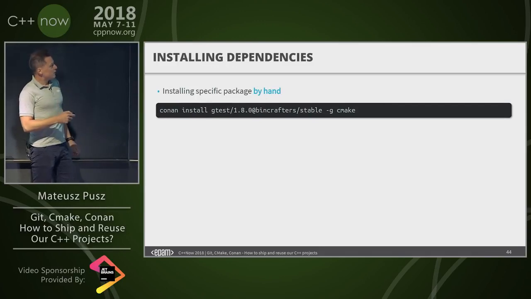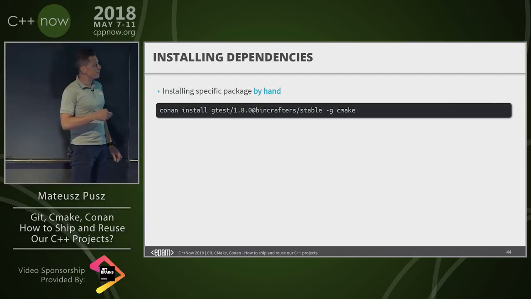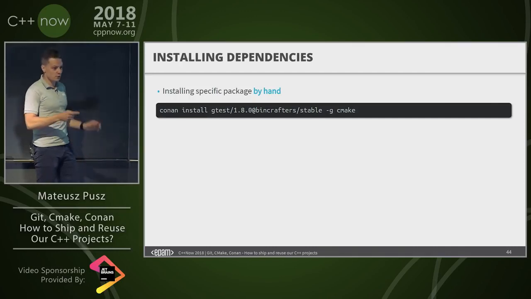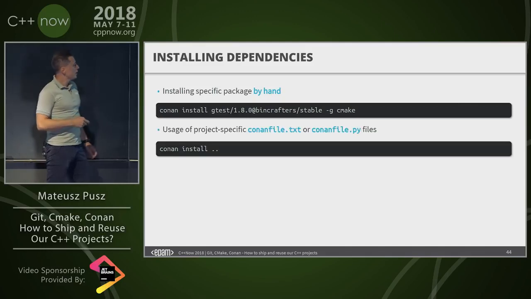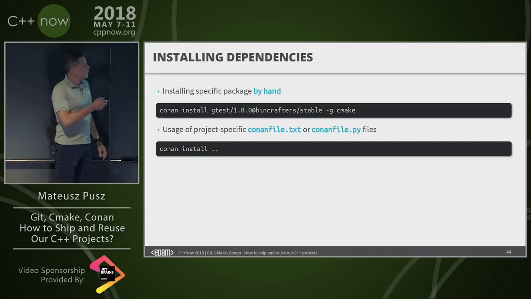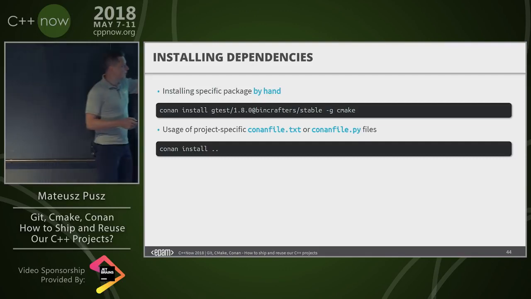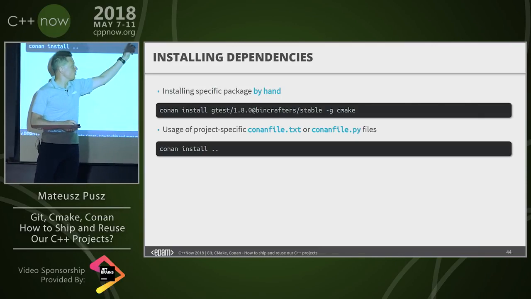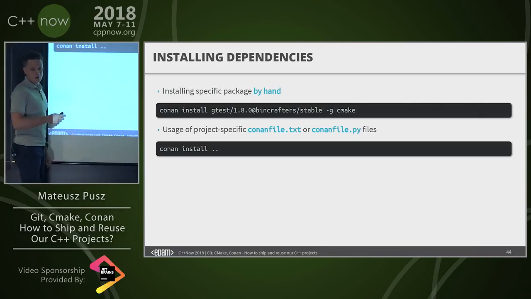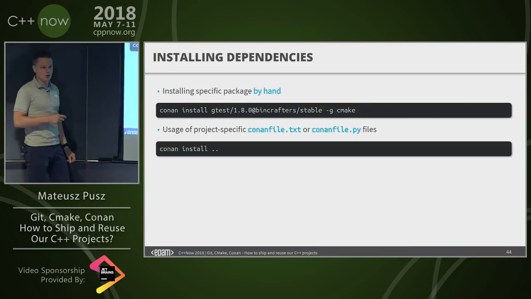To install specific package by hand, you can just say Conan install and provide the identifier, saying that you want to generate, for example, CMake files, and everything will be downloaded, compiled if it's not compiled for your specific configuration, and files for CMake will be generated. But this is not user-friendly, so basically you can provide two different files, either Conan file TXT or Python version of this file, with all the dependencies and configuration you require for your project.